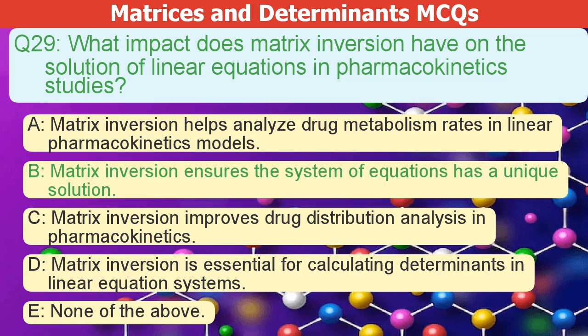The correct answer is B. Matrix inversion is crucial in pharmacokinetic studies. It ensures that the system of linear equations has a unique solution. This aids in determining accurate drug concentrations and distribution rates.